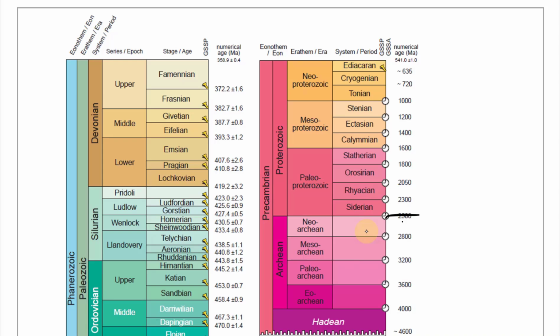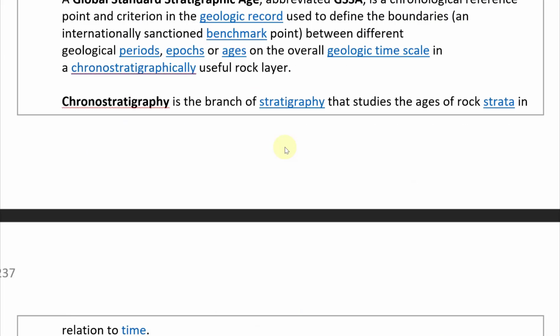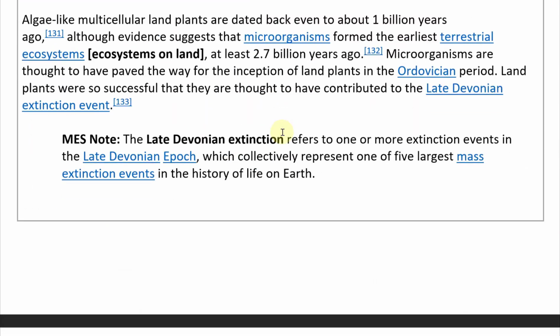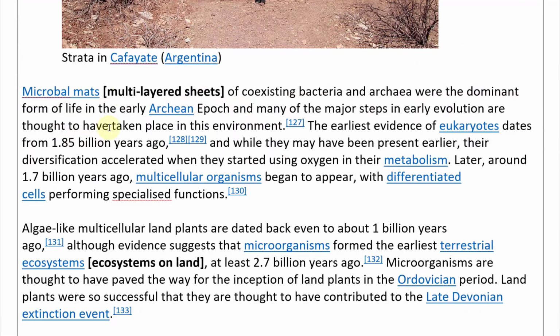Let's go back. So that's about 4 billion years ago. 4 to 3.6 billion years ago. All right, so that is very interesting. Yeah, so that is 4 to 3.6 billion years ago. So let's read that again.